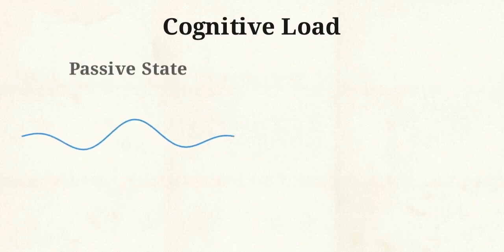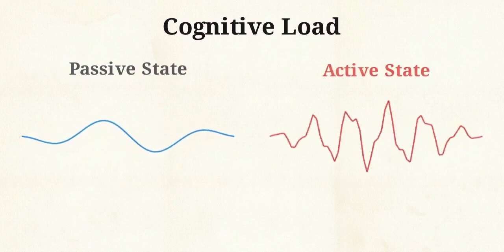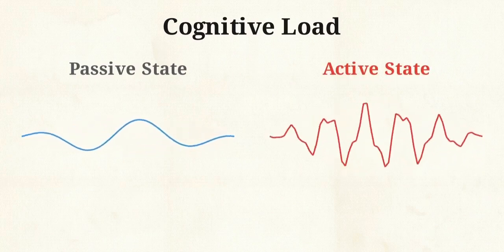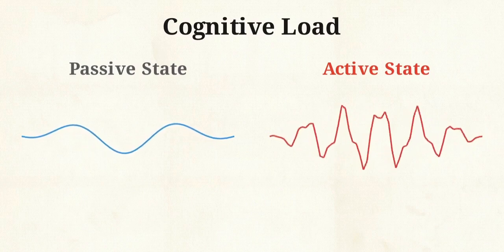This graphic shows the difference in mental effort. On the left is that passive state, low cognitive load. On the right is the active state. It requires high cognitive load because you are forcing your brain to manipulate, question, and reorganize information.